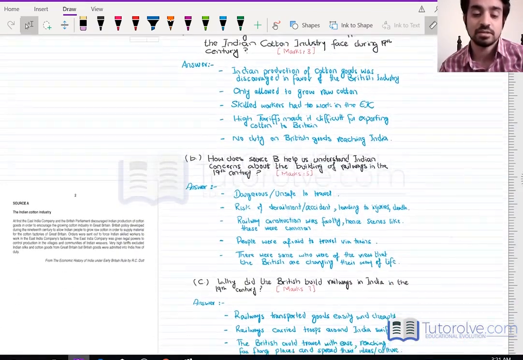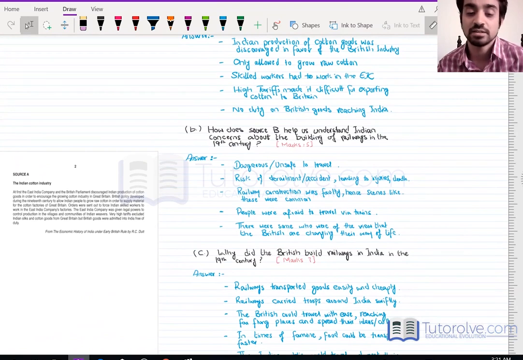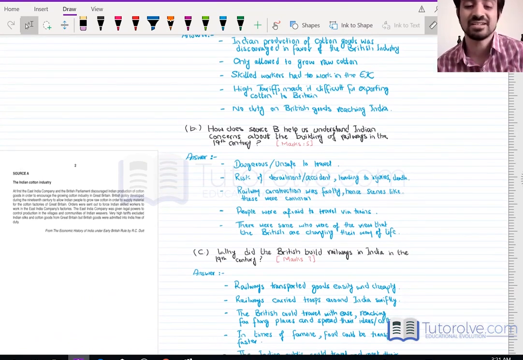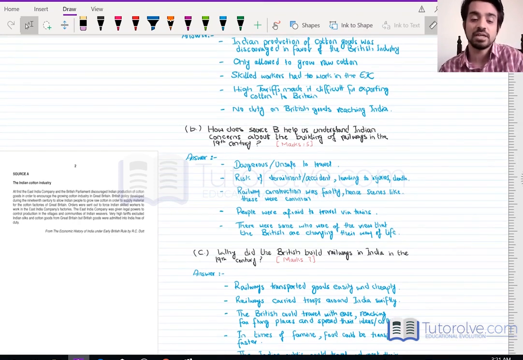what does the source tell us with regards to the Indians and their concern about building railways in the 19th century. So most Indians basically believed that the trains were dangerous and unsafe to travel on because of such accidents. There was a risk of a lot of damage being done to property and life because railway construction was faulty at the time, and scenes like the ones in the picture were a common sight during the colonization phase of India. People were very afraid to travel via trains because they really felt unsafe.